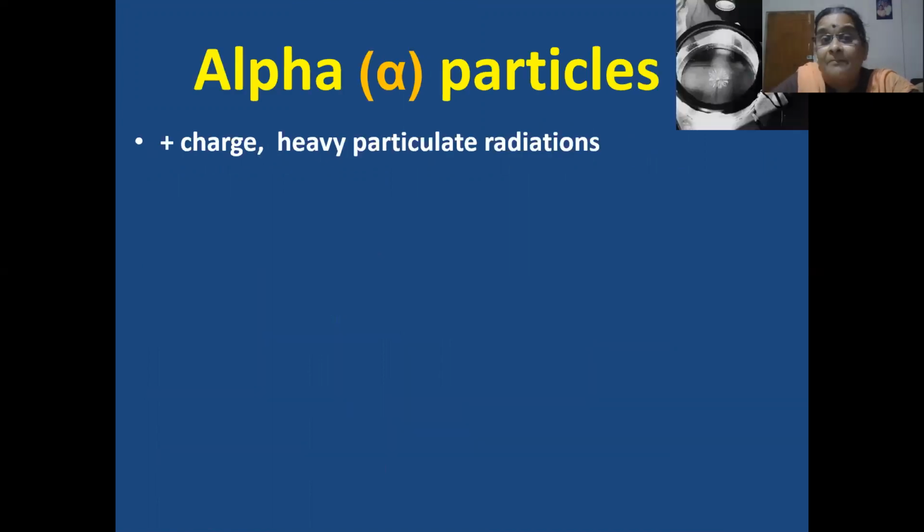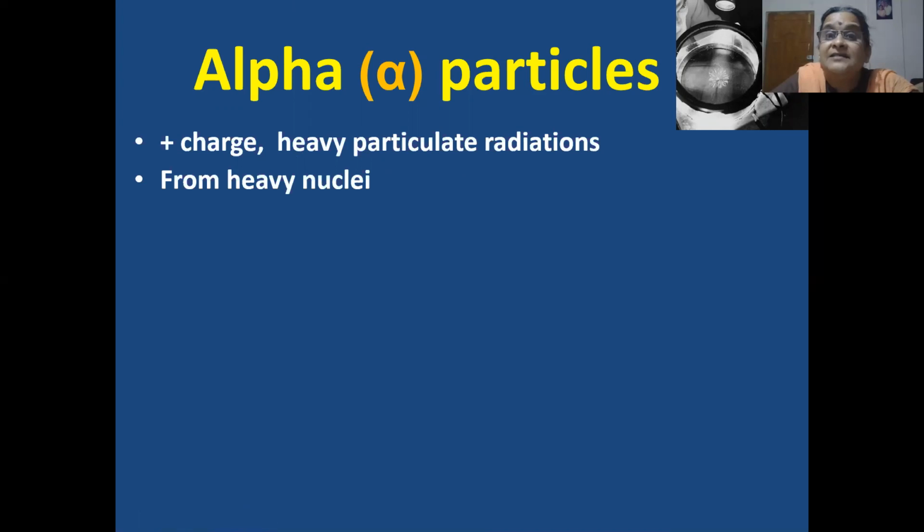What are alpha particles? Here you can see a cloud chamber used by a physicist to detect the alpha radiations. They are positively charged heavy particulate radiations. They are emitted from the heavy nuclei, just like a nuclear family coming out of the joint family, just to reduce the clashes and improve the peaceful conditions.